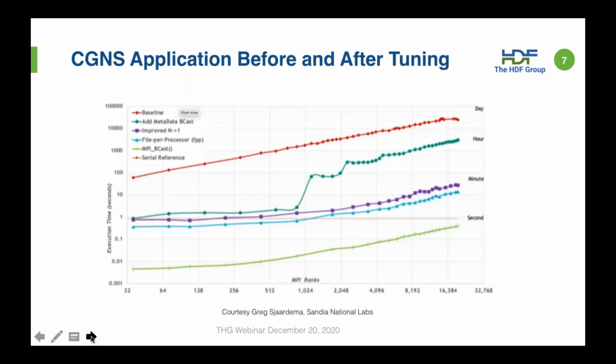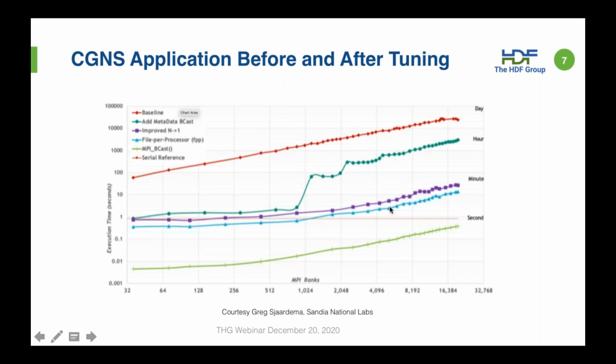Also, please remember that some enhancements that you saw in the latest 1.10 are available in 1.12. This graph represents the enhancements that were done to the library plus to the application to get the best performance with 32,000 processes, MPI ranks that write data.